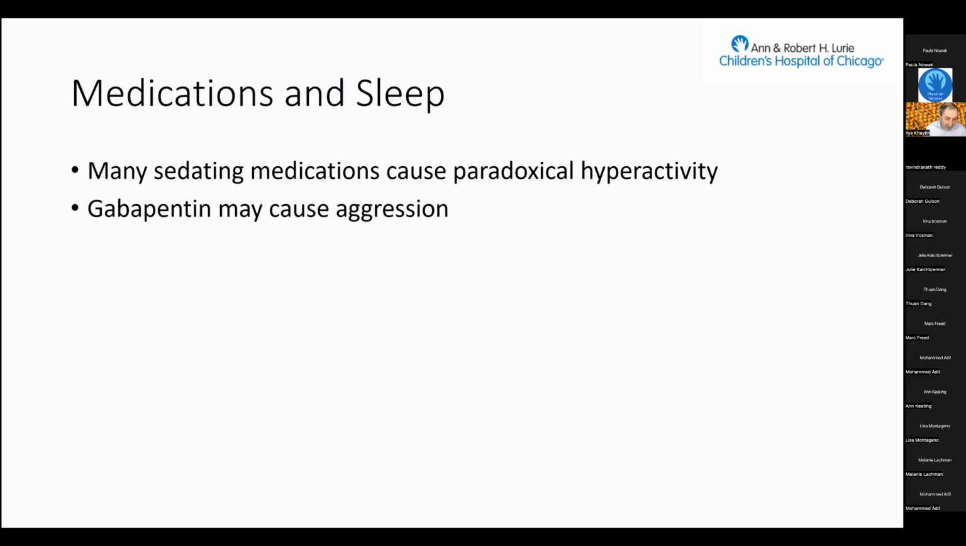On the other hand, there are some medications which do have abnormal reactions. For instance, gabapentin may cause aggression. I had a patient a couple years ago whom I started on low dose gabapentin, and he tried to kill his own dog. So we need to be aware of the side effects of our medications. Talk to parents that when we're giving sedating medication, the expected effect is sedation. Everything else needs to be discussed with us.